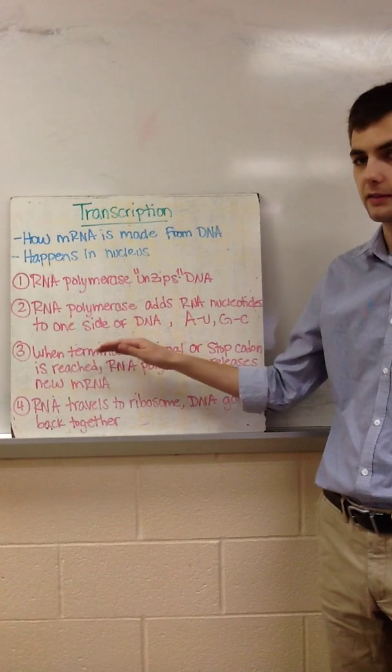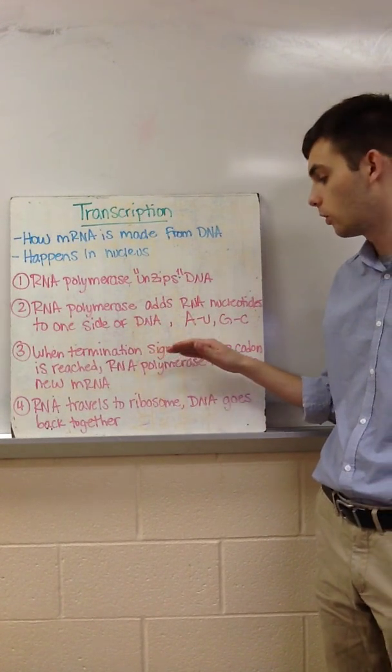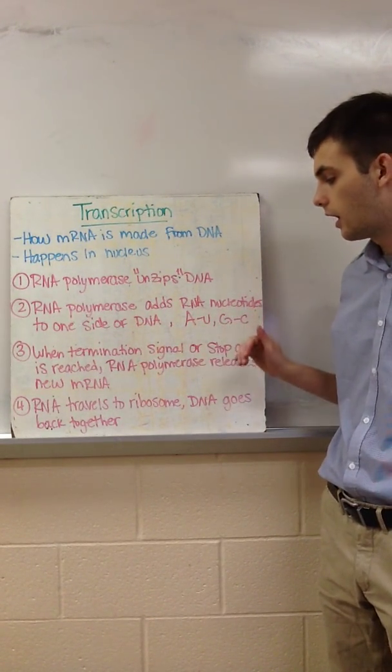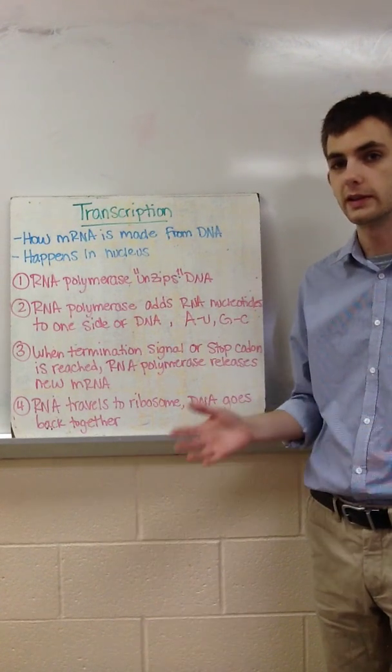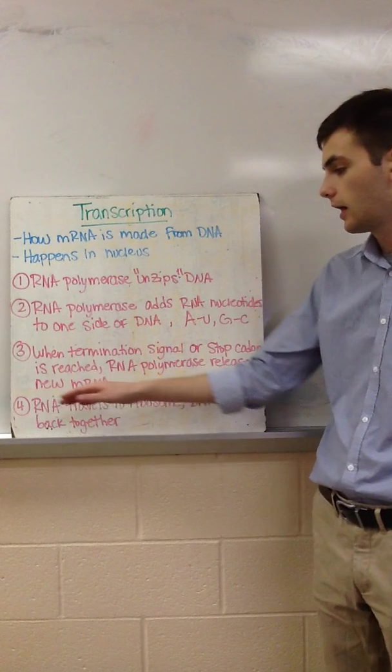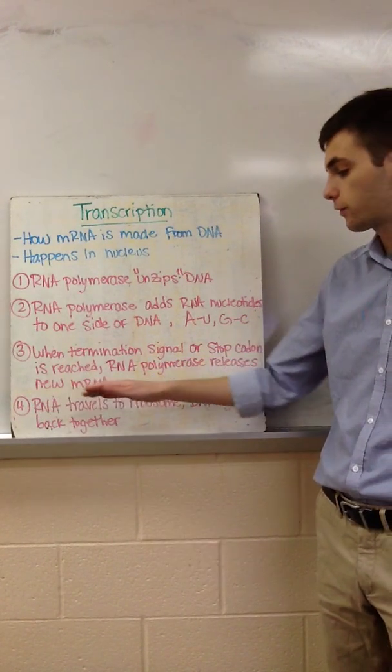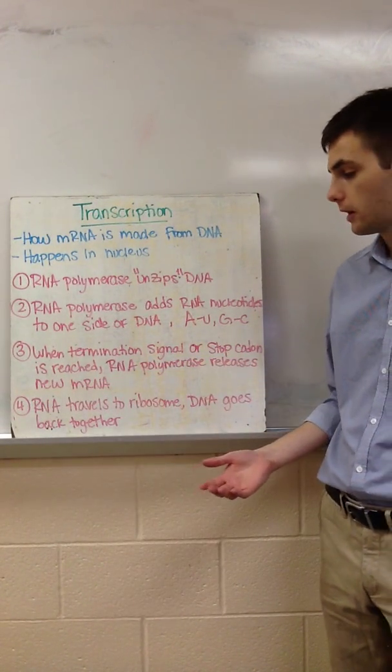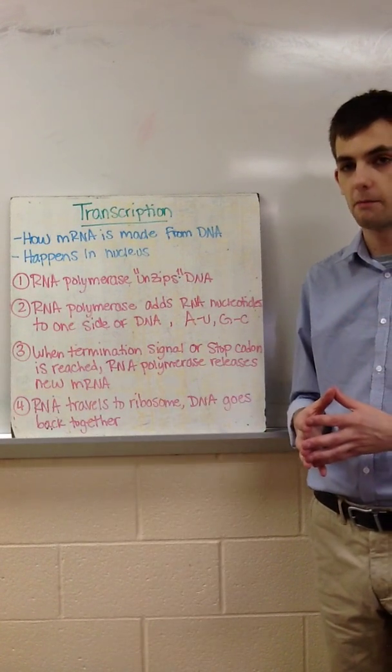Once that process hits a termination signal or a stop codon, the RNA polymerase will release the new single-stranded mRNA strand. That mRNA strand is then free to travel to the ribosome, and the DNA will then come back together.